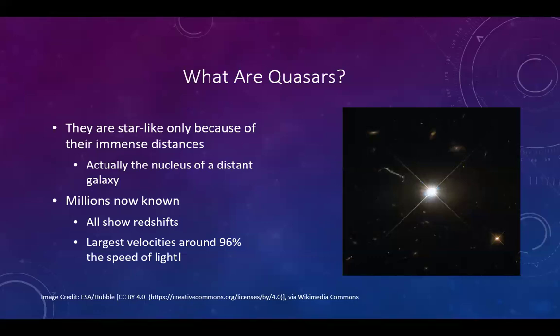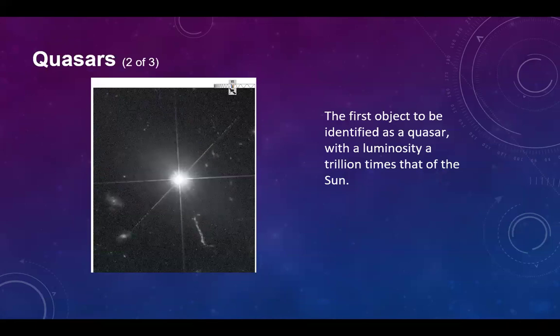And so what are these? They only appear like stars because they're so far away. They're actually the nucleus of a very distant galaxy. Millions are now known. All show redshifts, and the largest velocities are around 96% of the speed of light. And this is the first object to be identified as a quasar. It has a luminosity 1 trillion times that of the sun.